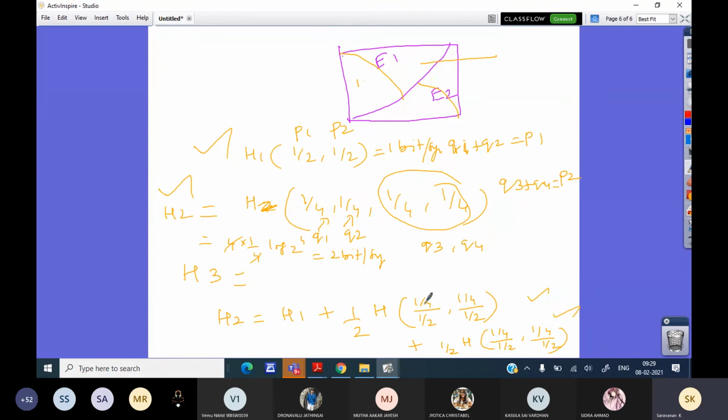So substitute: H of 1 by 4, 1 by 4, 1 by 2 is nothing but H of 1 by 2, comma 1 by 2, and this also is H of 1 by 2, comma 1 by 2. So this is going to be 1. So 1 by 2 plus 1 by 2 plus 1 will be nothing but you are going to get 2, okay, always. So can you check? If you have any difficulty, you can ask me.